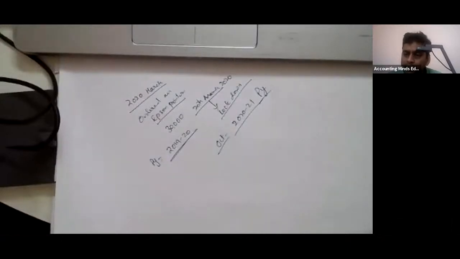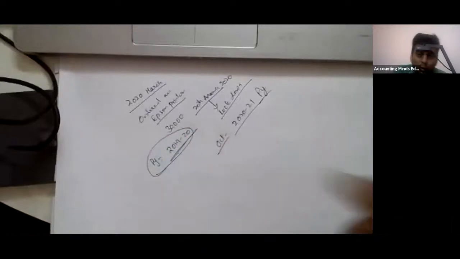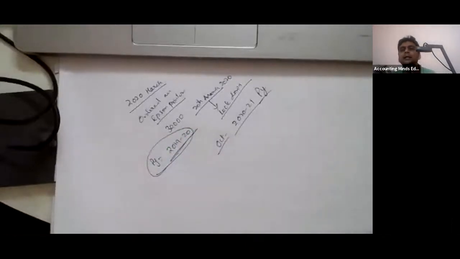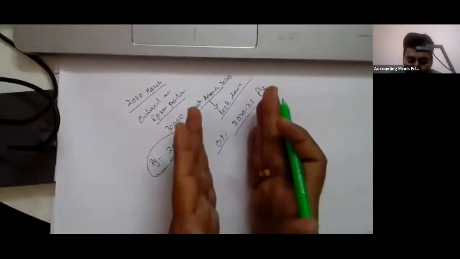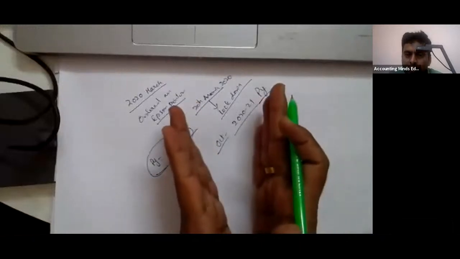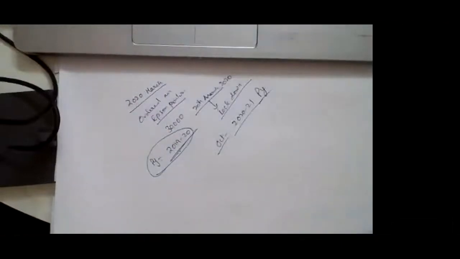Guys, getting it? Yes, sir. Since we did not use it, it was not put to use. The word used in the textbook is "put to use." Since it is not put to use in 1920, you cannot claim depreciation in 1920. Depreciation can be claimed only in 2021. Does it make sense? Yes, sir.